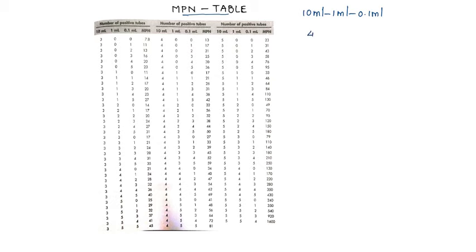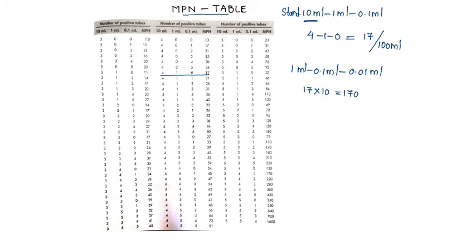Say 4, 1, 0 are our positive tubes, then corresponding to that the MPN will be 17 per 100 ml. To obtain the MPN for other than standard dilution, for other dilutions, say 1 ml, 0.1 ml and 0.01 ml, which is 10 times the standard dilution, on multiplying with 10 the standard dilution is obtained. So the MPN from the table, that is 17, should be multiplied with 10, that is 170 will be our MPN corresponding to the positive dilutions 410.